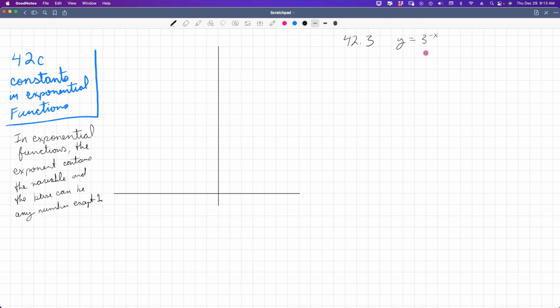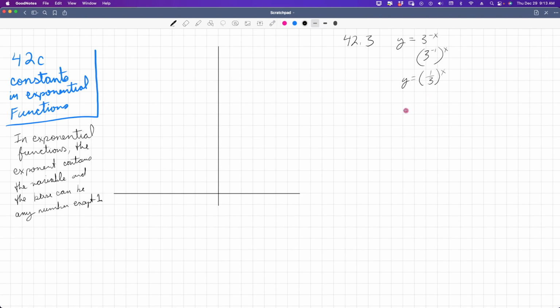So for this 3 to the negative x, we would just say, all right, we've got 3 to the negative 1 x. We've just separated them out. Negative 1 times x is negative x. So we know what this would be. That would be 1 over 3 to the x. So that is what y equals. So just transform it into something that is readily available for us to calculate using our mental math. So that's what we have to do first.